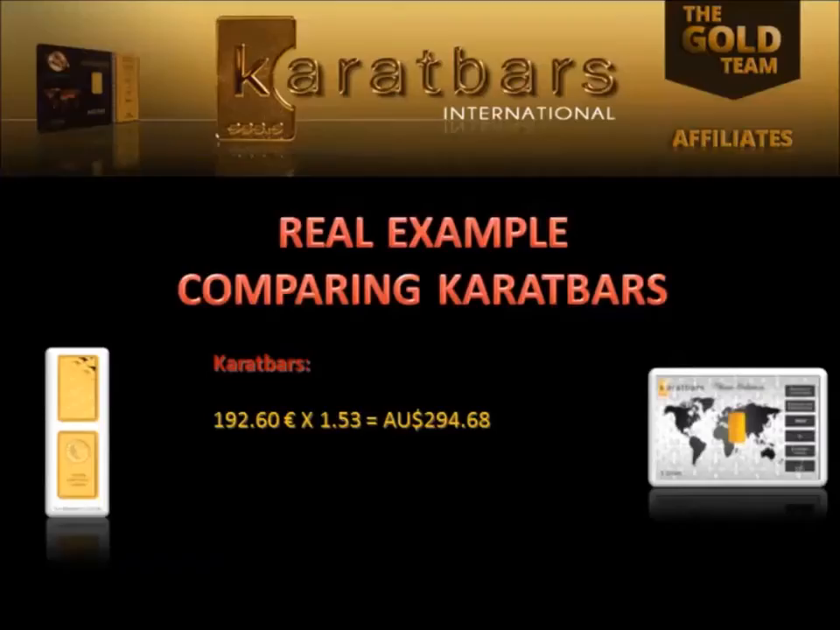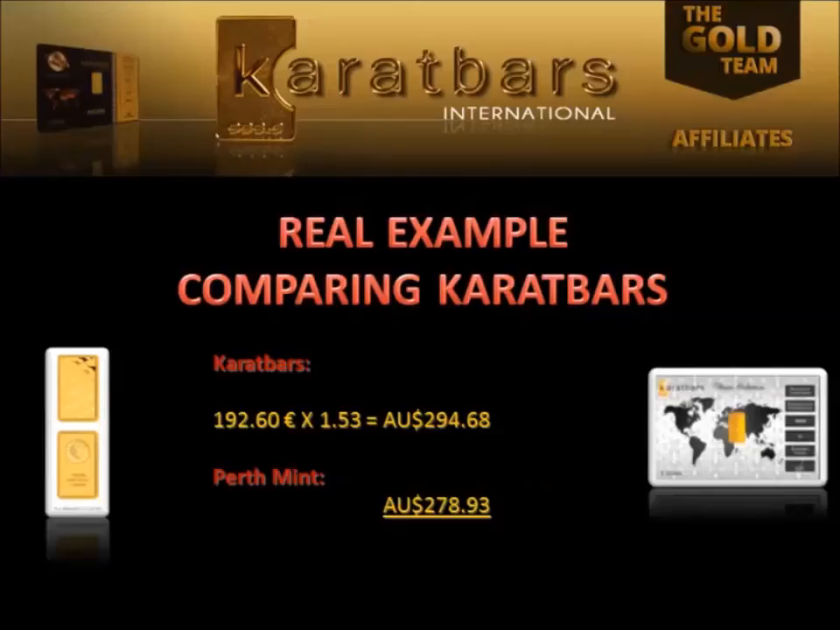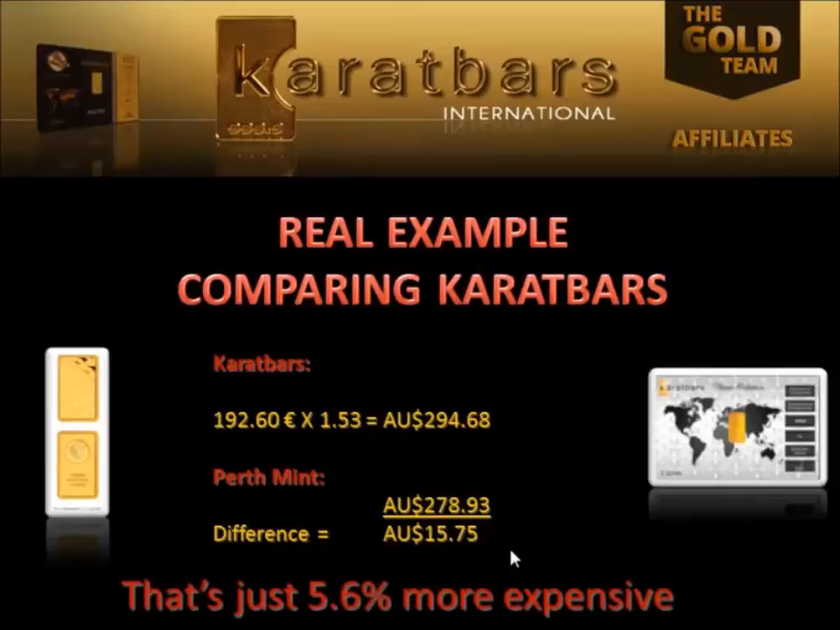So let's go back to our calculation. In the Perth Mint, it's 278.93. Just making sure I had that right, because they keep changing it. That's correct, so we got that right. So what I'm going to do is subtract the two, and it turns out that the Karatbars is $15.75 dearer. But when you work that out as a percentage, it's really only 5.6% more expensive. And really, 5.6% is not much, considering there are two things to consider in this.